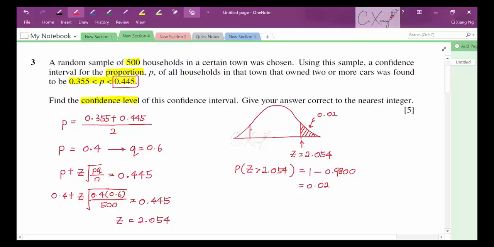At the same time, since the confidence interval is symmetrical, this area should also be 0.02. So the center part here will be my confidence level. How to calculate the confidence level for this part? To find the confidence level, you take 1, the whole area under the graph is 1, minus 2 times 0.02, and you multiply it by 100%, so that we get the confidence level. So 1 minus 2 times 0.02 multiplied by 100%, you will get 96%. Therefore, the confidence level should be 96%.